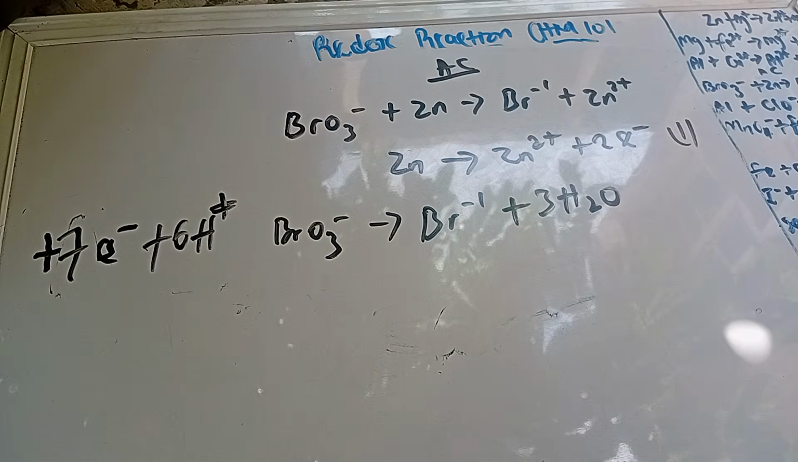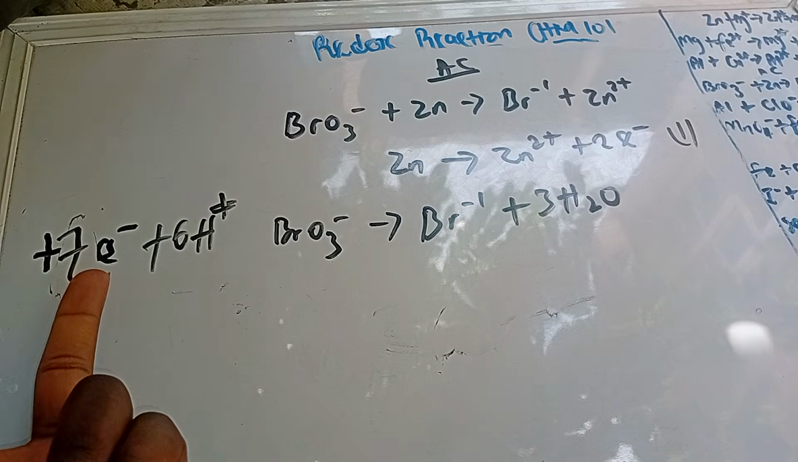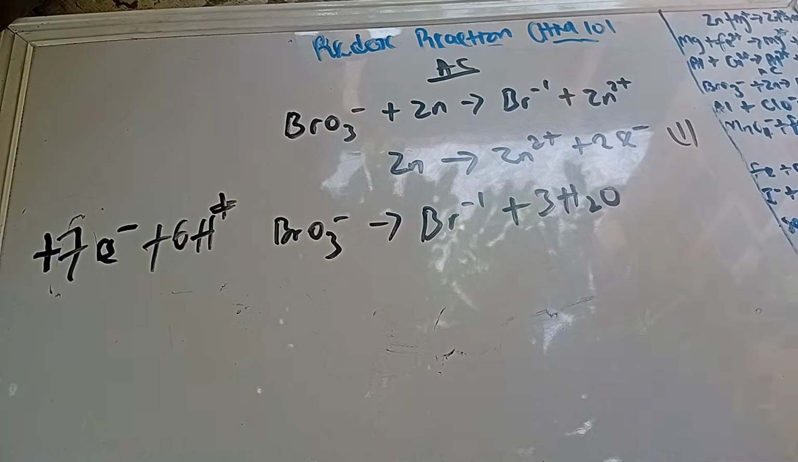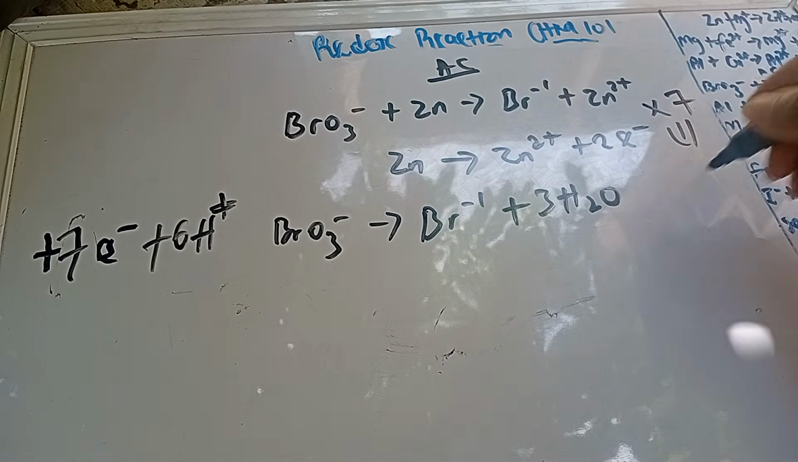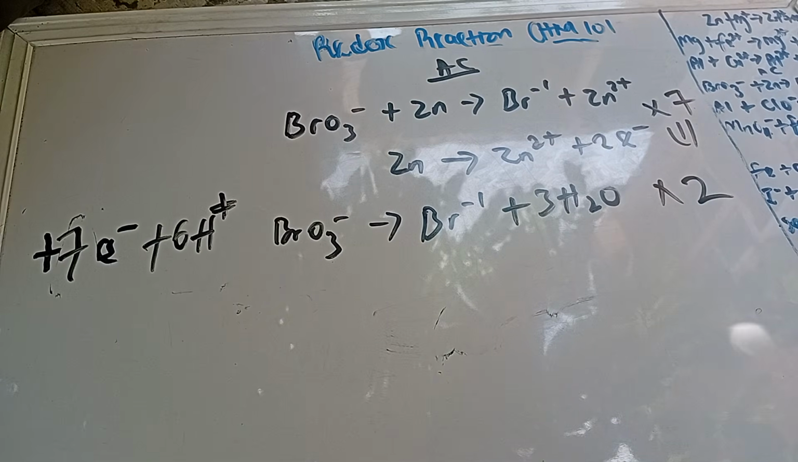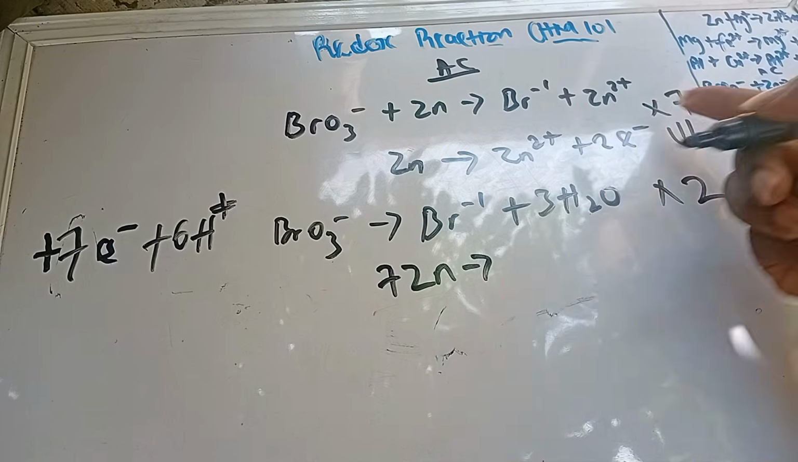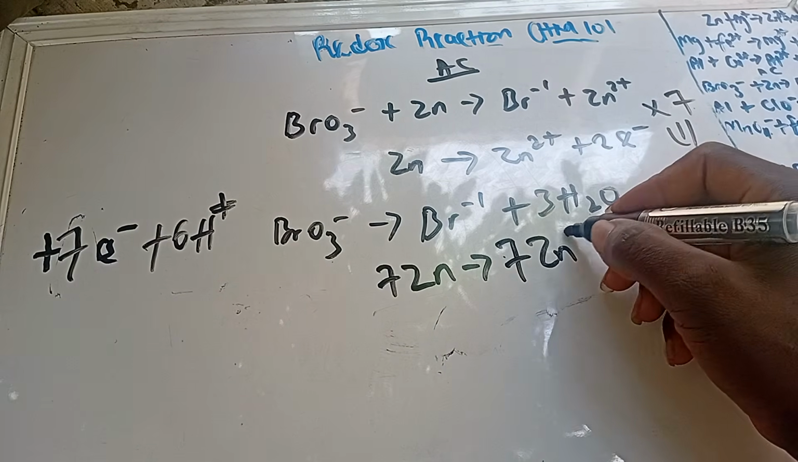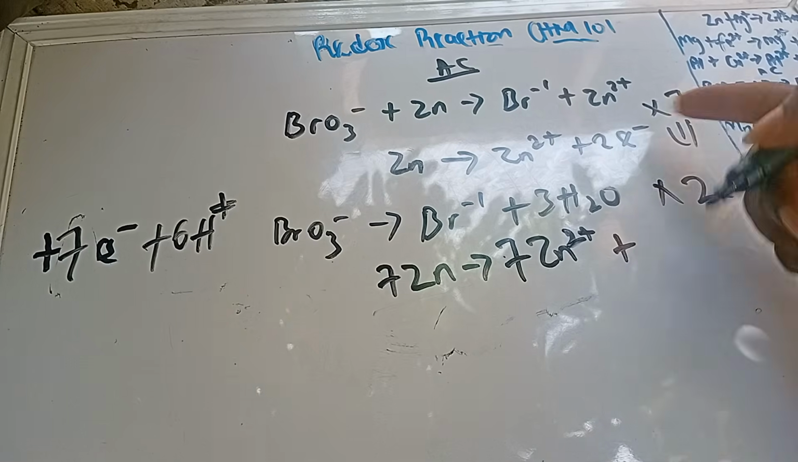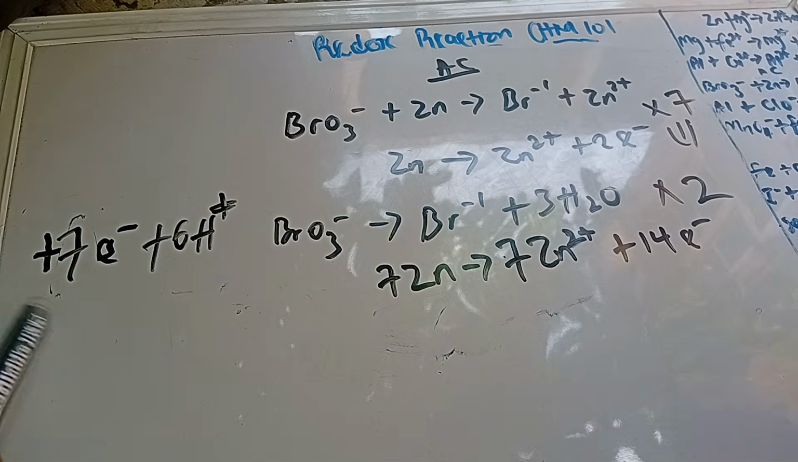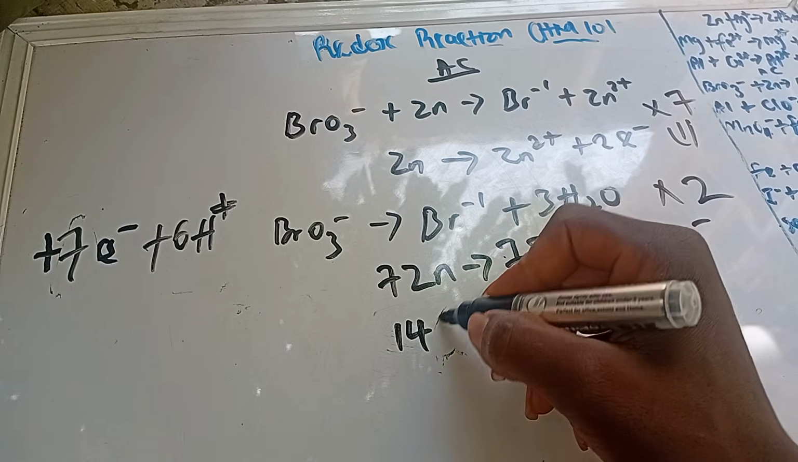So what happened that way? The electrons are also balanced, isn't it? Now what are we going to do? Here we have 7e minus, here we have 2e minus. How do we balance it? Multiply this by 7 and this by 2. 7 times Zn, we have 7Zn. To give us 7 times this, we have 7Zn2 plus, plus 7 times this, we have 14e minus. 2 times 7e minus, we have 14e minus.